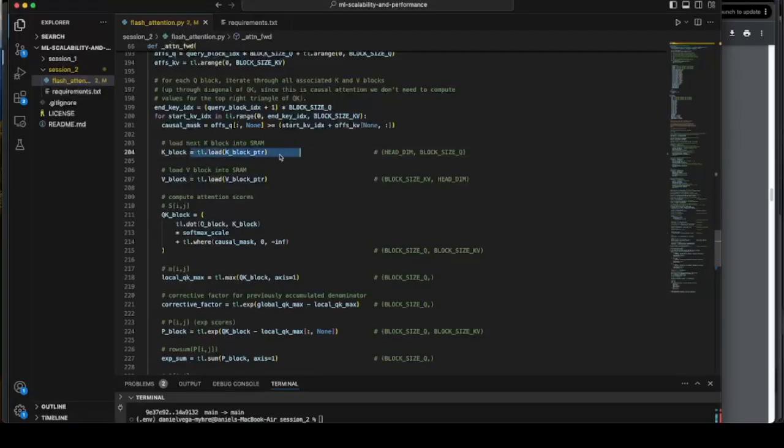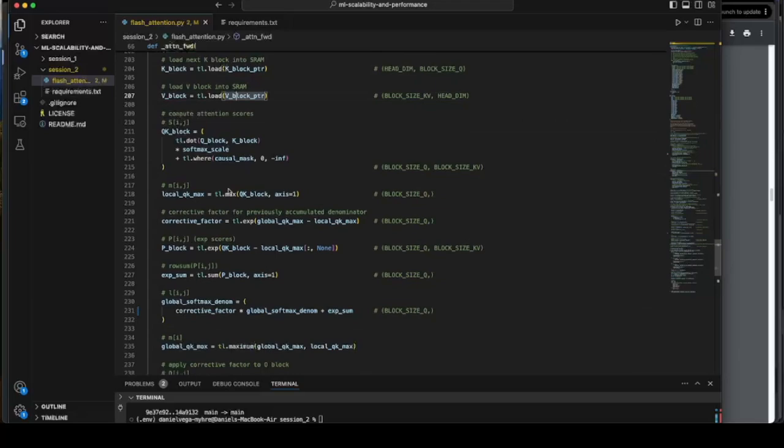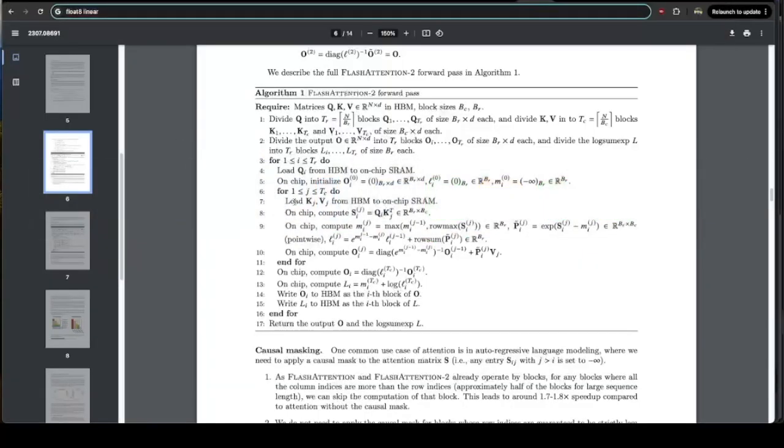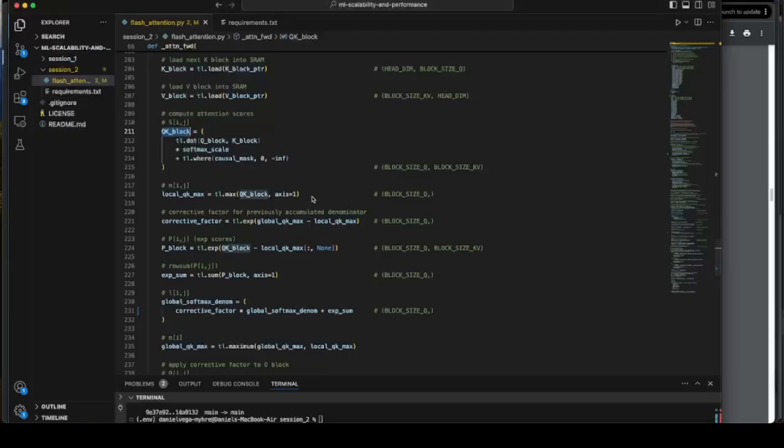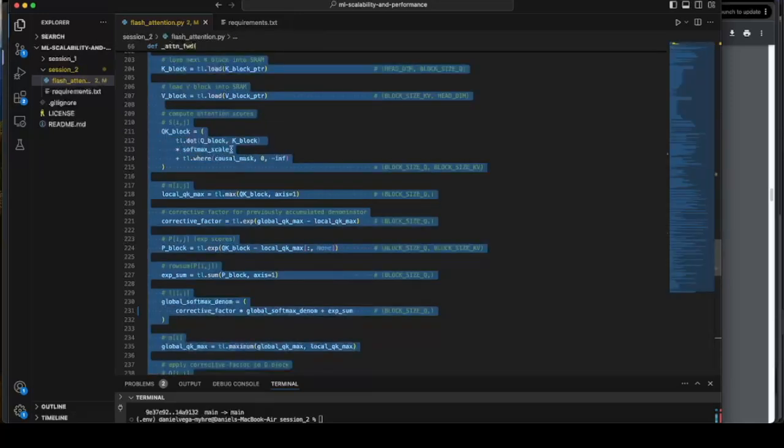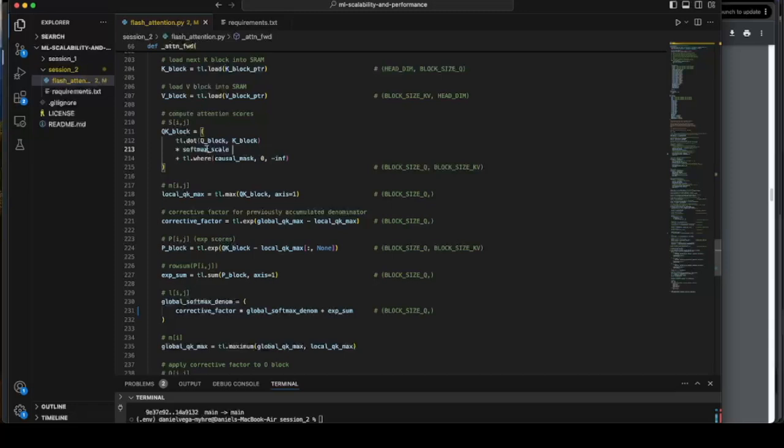So we load from HBM onto SRAM. Done. All right, now we can actually do our first matmul here for our QK block, which the notation they use is S sub I here. So we do our matmul with Q and K transposed, and then we multiply by our scale, which is usually 1 over square root dk, and then we apply our causal mask, right?